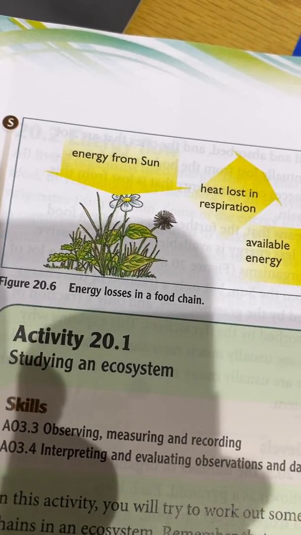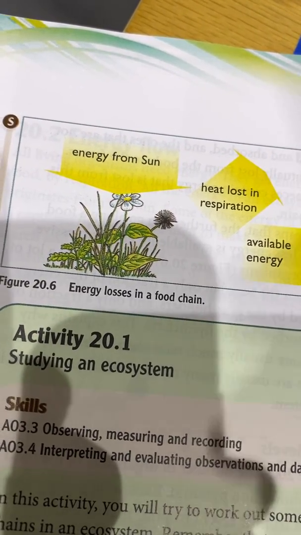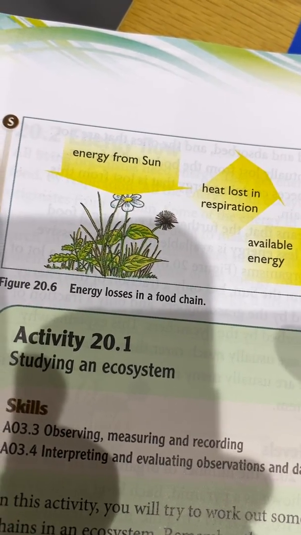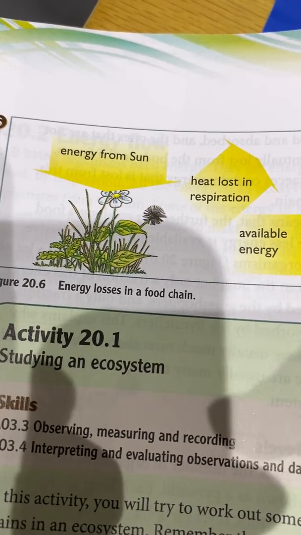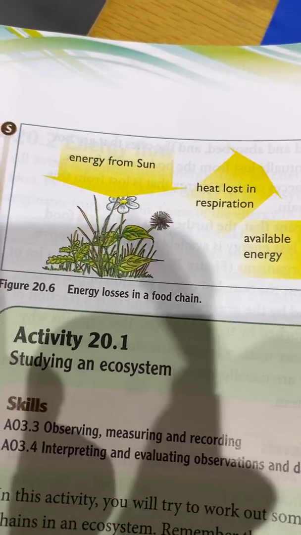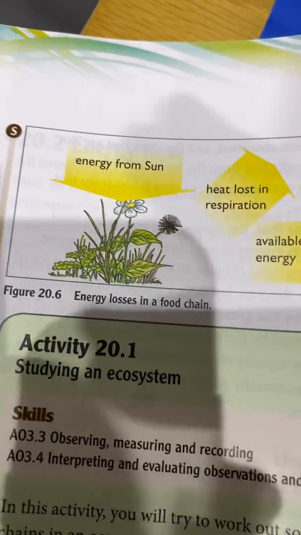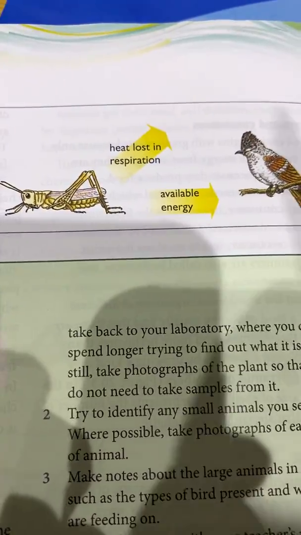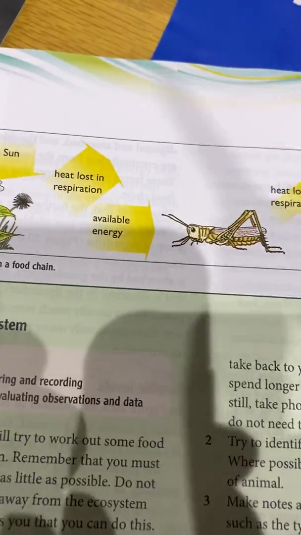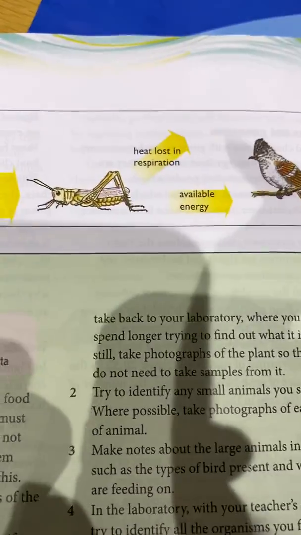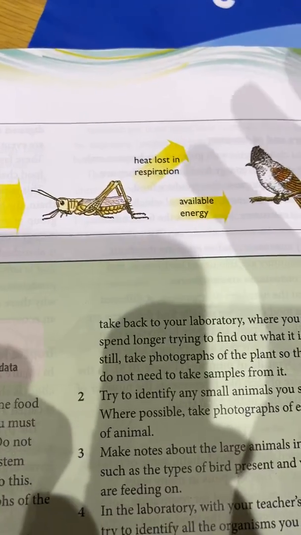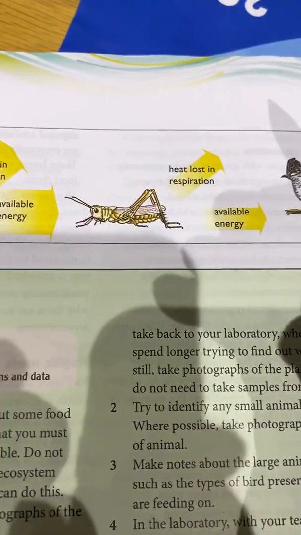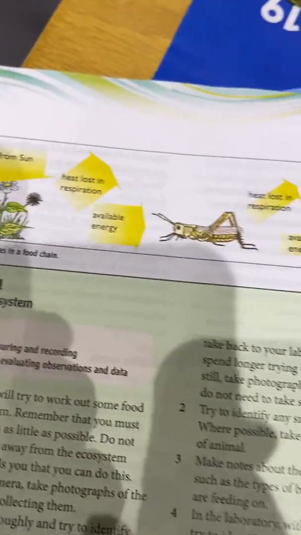Some animals are herbivores and some are carnivores. Herbivores eat plants, so they get energy from plants, and then they are eaten by other animals, which get energy from those animals. They are carnivores. So this is the chain. And when they are dead, other animals, the decomposers, get energy from dead bodies and waste materials.